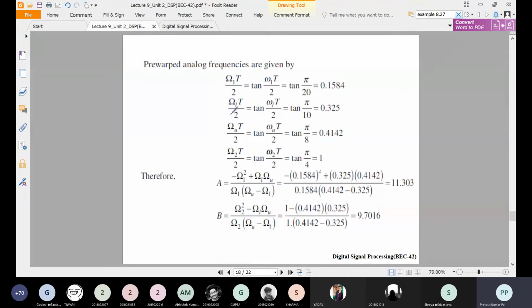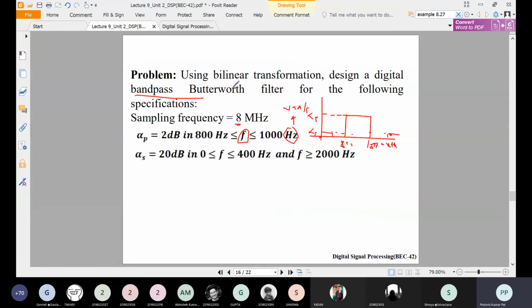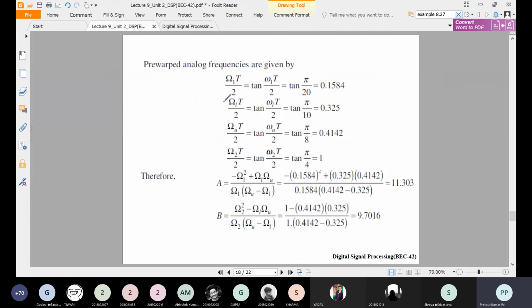Once we know the digital frequency, we can convert it into an analog frequency. In the question, the bilinear transformation is given, that's why this formula has been used. This formula will be used only when the bilinear is given. If the impulse invariant method is given, we will use a formula where the analog frequency omega will be the digital frequency divided by T. So these analog frequencies will be calculated.